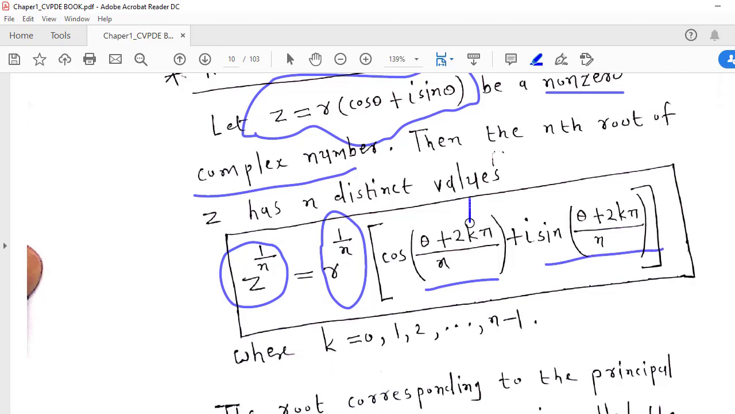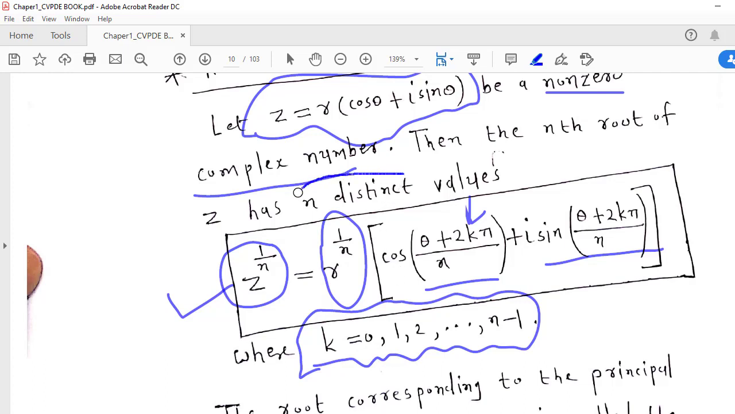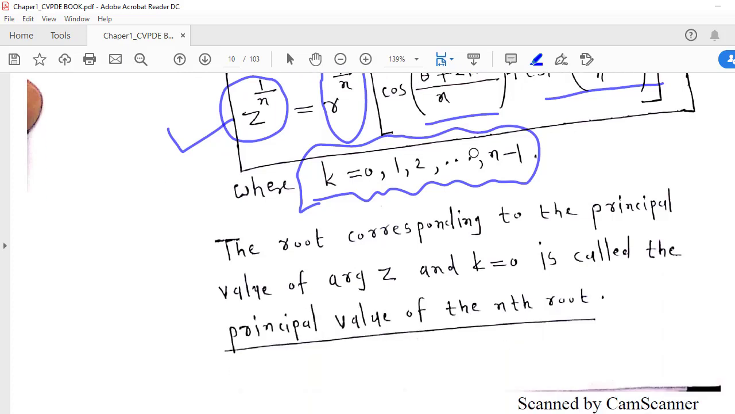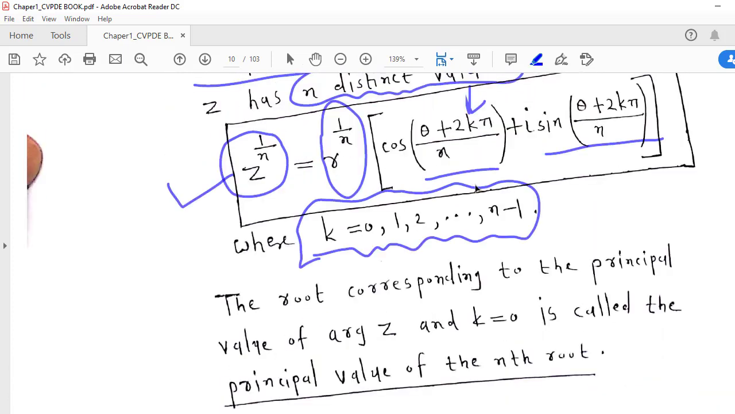What about this k? k runs from 0, 1, 2 up to n minus 1. So there are different values of k starting from 0 to n minus 1. For different values of k, you will have different nth roots of the complex number z. So there will be a total of n distinct values. For every value of k, you will have a different complex root. So this is easy to find. We consider one example.